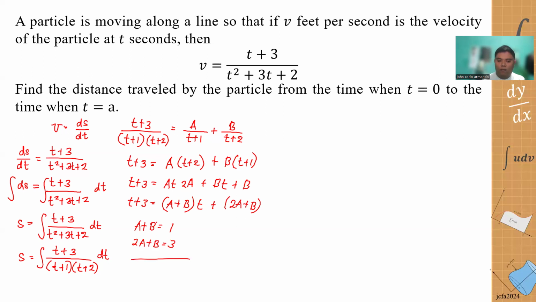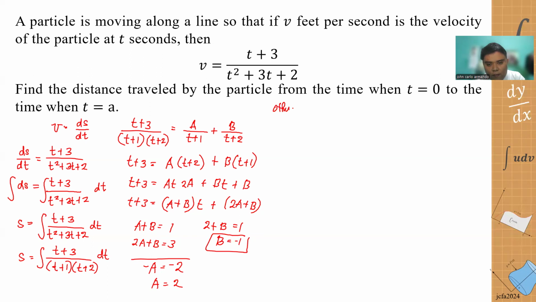We can solve this simultaneously. We can subtract: B minus B is 0, A minus 2A is negative A, 1 minus 3 is negative 2, giving us A equals positive 2. Then substitute 2 for A, so 2 plus B equals 1, so B equals negative 1. Also, you can solve this by simply letting, let's say, t equals negative 2, okay?